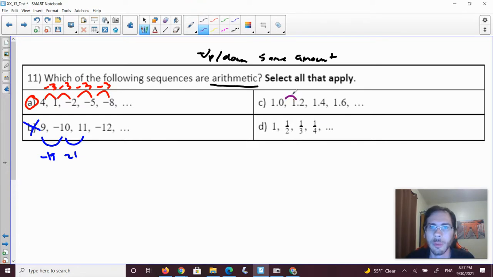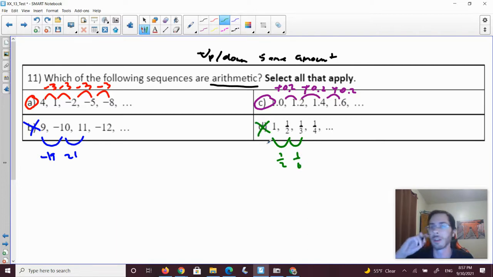Over here, 1.0 to 1.2, we're going up by 0.2. 1.2 to 1.4, up by 0.2. 1.4 to 1.6, plus 0.2. Those are all the same, so I'm picking C. Over here, 1 to 1/2, if I subtract them, I'd get 1/2. 1/2 to 1/3, if I subtract them, I'd get 1/6. I can tell it's different, so I'm done. I'm not picking D.